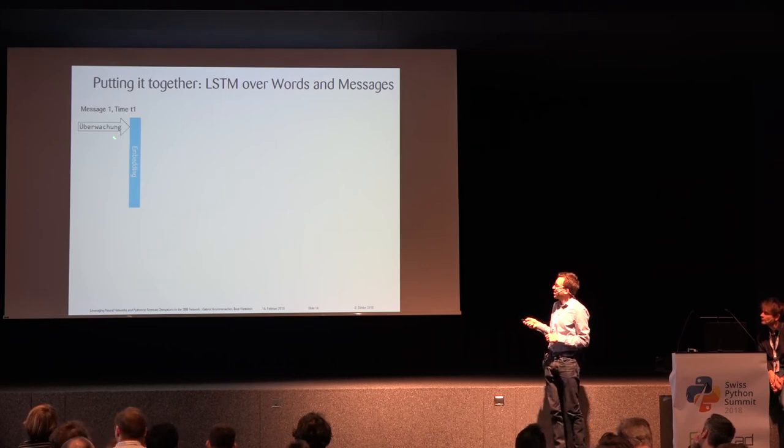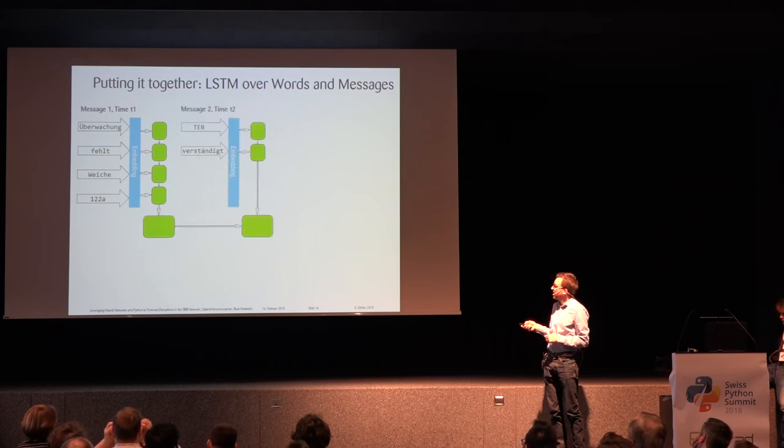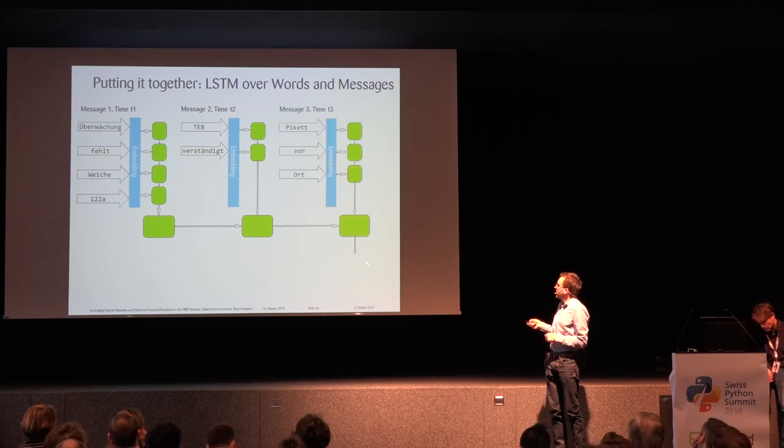So you take a word, you compute this embedding vector from it, you feed it into your recurrent sequence model, then the next word, and so on, until you have a representation for the whole first message that someone entered. You can feed this into a second recurrent model that now takes messages, right? So you have all these words that are a sequence, and then you have a sequence over these messages, and at the end you get some output. These are all functions that you learn.